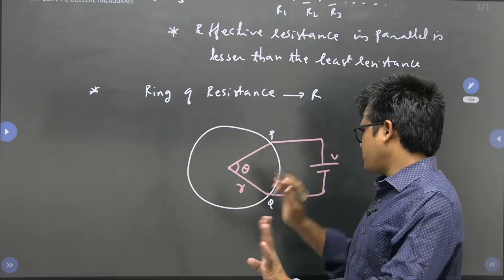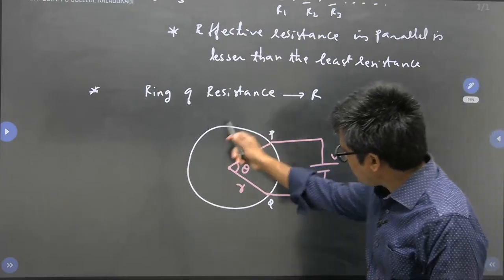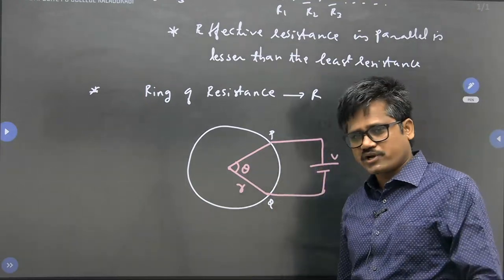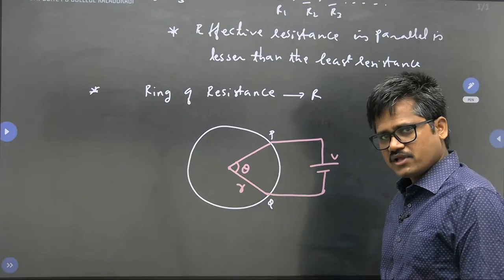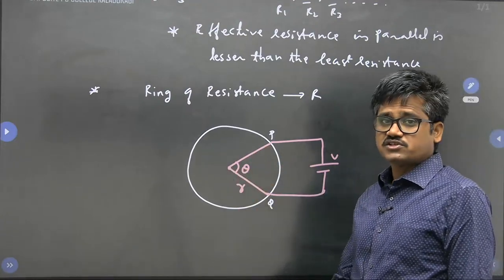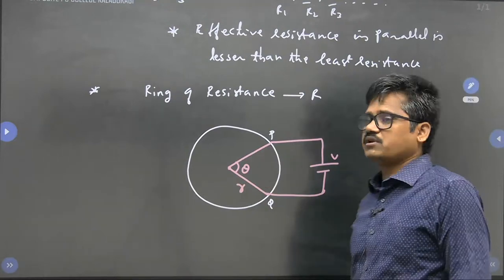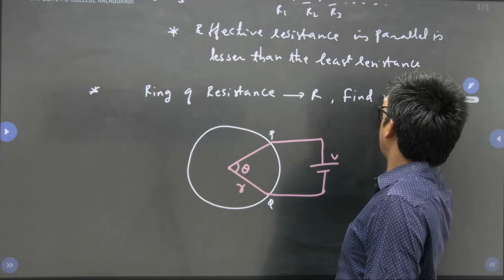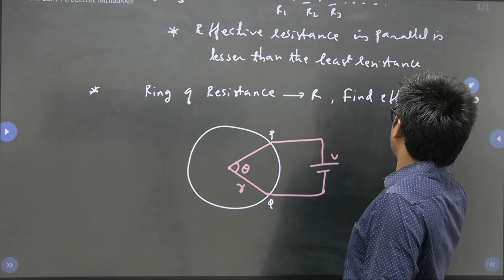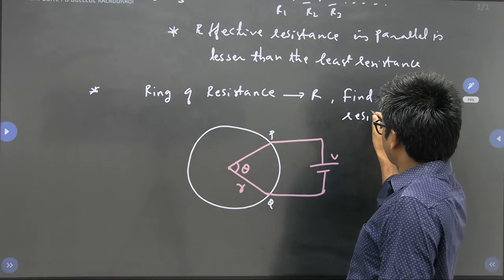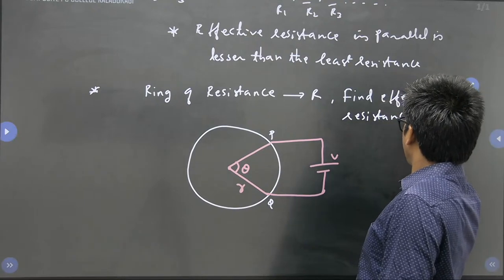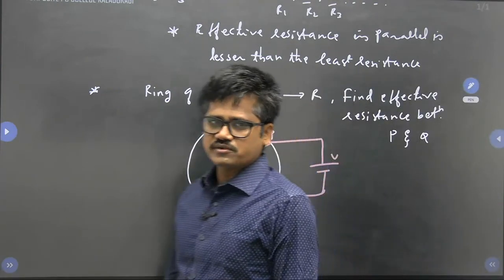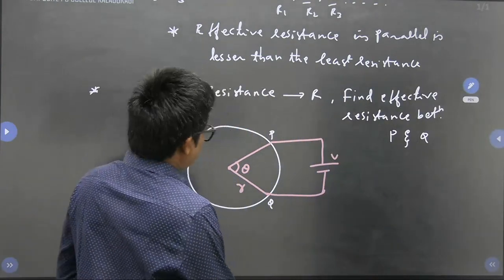What is the question here? This is a ring. What is the total resistance of the ring? R. Here P and Q are the two points on the ring where I am connecting the battery. The question is, what is the effective resistance of this ring if I connect my battery between P and Q? Got my point? Find the effective resistance between P and Q. Right? Okay.